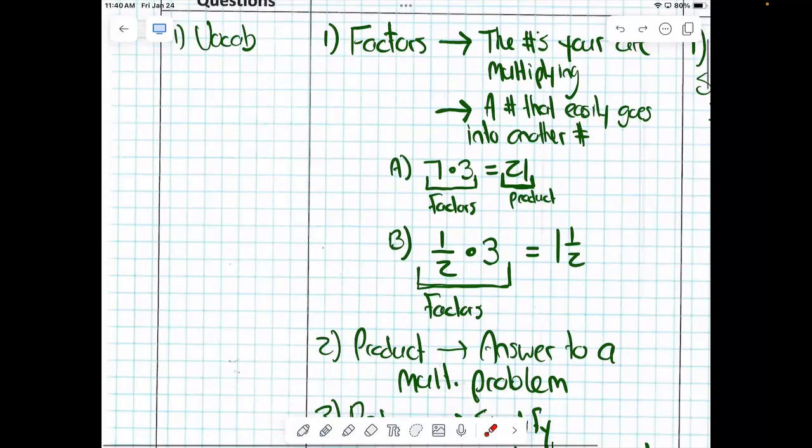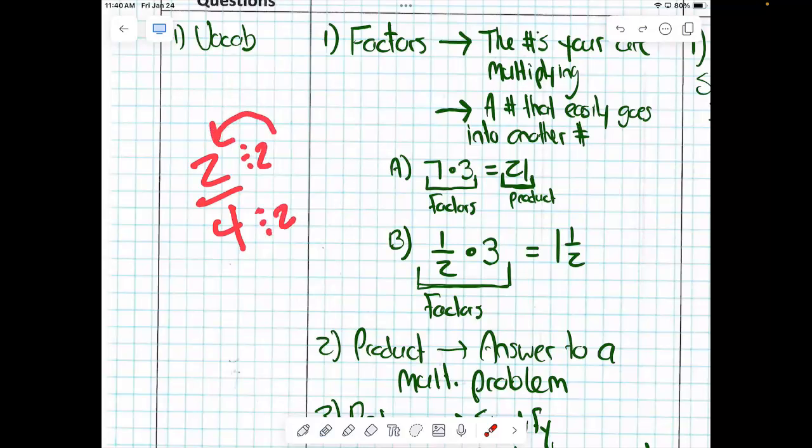Now we use factors to reduce, right? Do those two numbers, 2 and 4, my numerator and my denominator, have a common factor? Yes. What is it? So I could divide by 2 and divide by 2? Because 2 easily goes into 2 and 2 easily goes into 4, right? Yes. Cool.